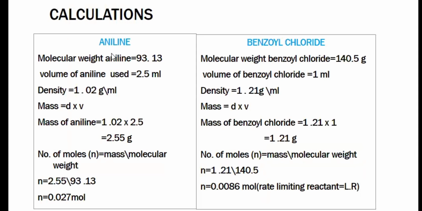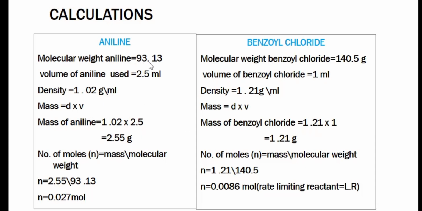Now the calculation. In the last lecture, you calculated the number of moles. Similarly, you have to calculate the number of moles of both reactants, aniline and benzoyl chloride, because the reaction is 1 is to 1. 1 mole of aniline reacts with 1 mole of benzoyl chloride, but we did not calculate their values. We just took 2.5 ml and 1 ml. So now you should know how many moles have been used.